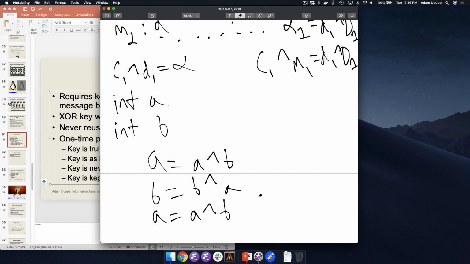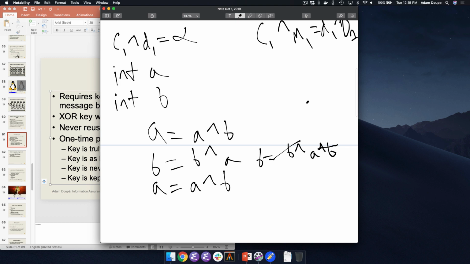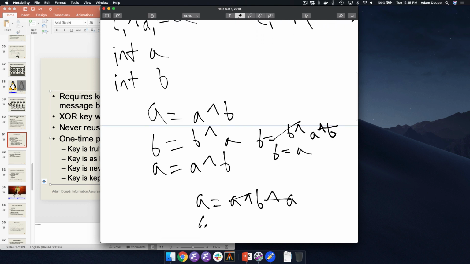So in this step, you have B is equal to B XORed with A XORed with B, right? And these B's XORed together cancel each other out. If you XOR something with itself, it's 0. And 0 XORed with a value is that same value. Look at us deriving things. So now B is equal to A. And then here, the final A is equal to A XOR B, and B is actually A. So these A's cancel each other out, and you have A is equal to B. There we go. QED.